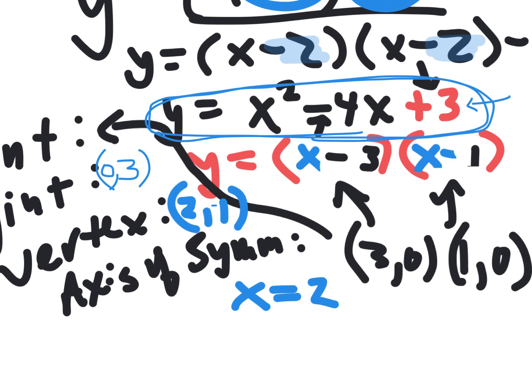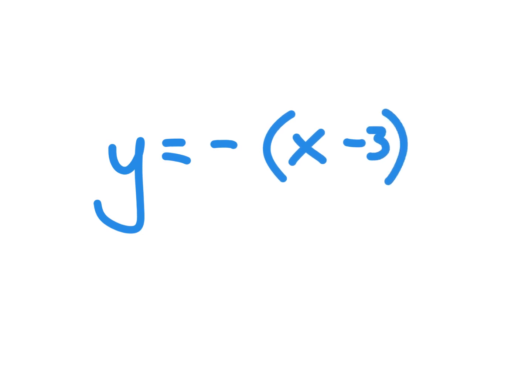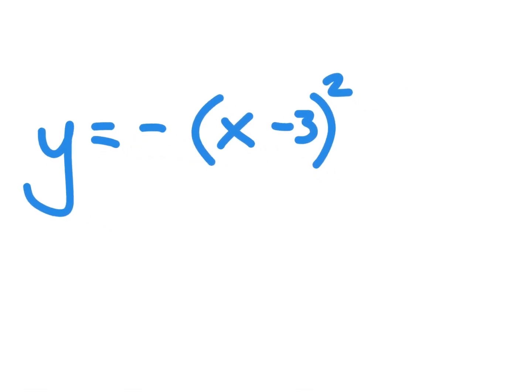All right, is there any other things that you think are wrong with my answers? Please tell me if you think there is. All right, then one last one, okay? What happens if I put a negative in front? Everybody write this down. Negative in front of x minus 3 squared, and then plus 1.